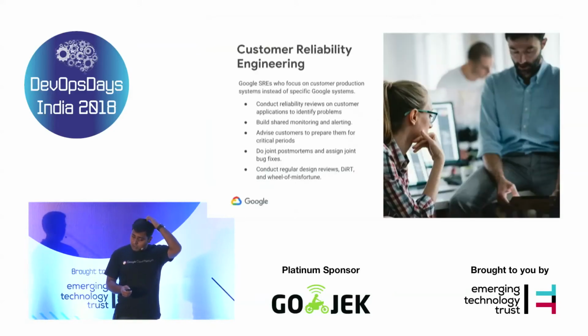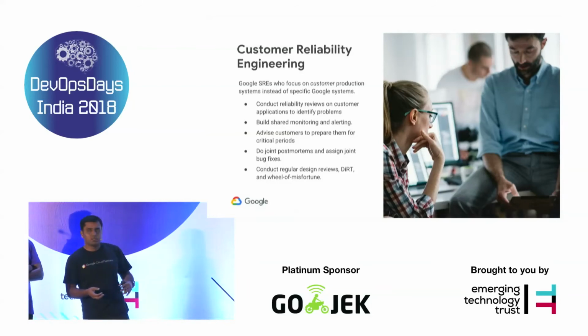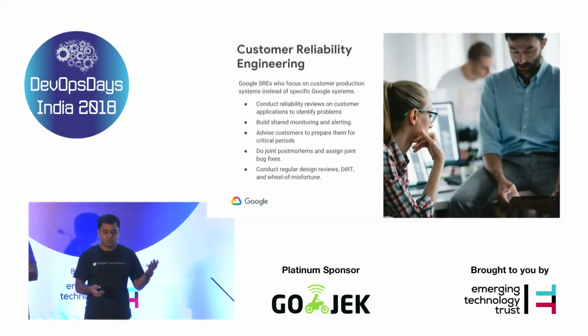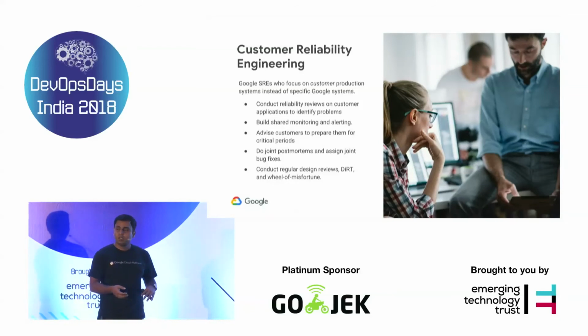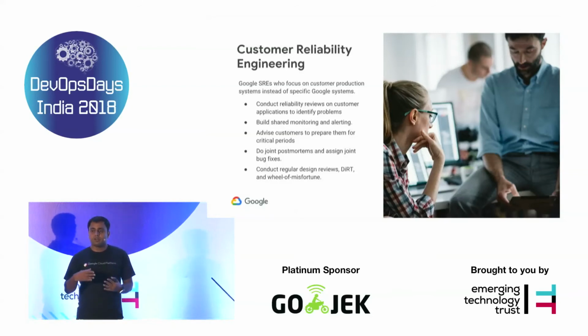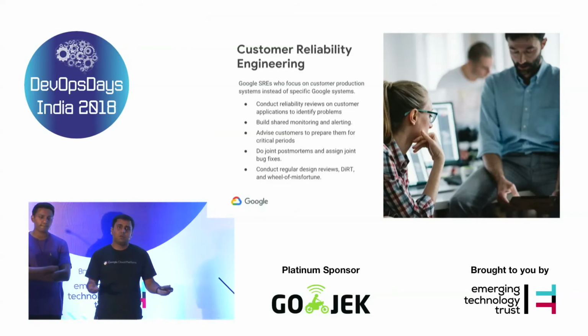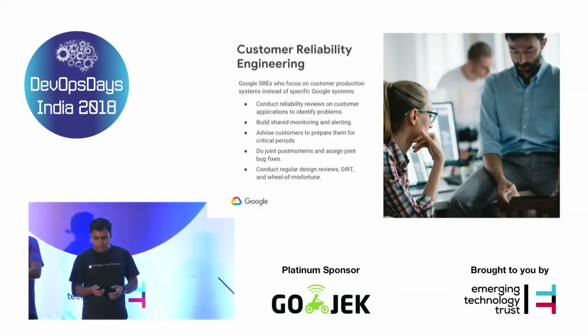So the ways in which Google can help, we do have a team which we call the Customer Reliability Engineering Team. It's a team formed by some of the Google SREs, and this is for some of our customers who use our cloud platforms. These are some of the areas in which we help them: conducting reliability reviews, building shared monitoring and alerting, making sure they're ready for critical periods within their businesses, and we also do joint postmortems.